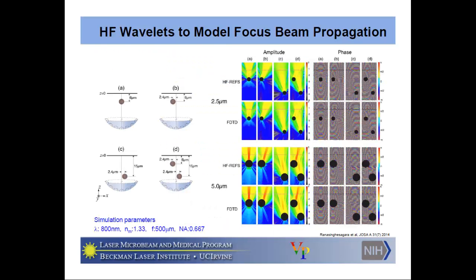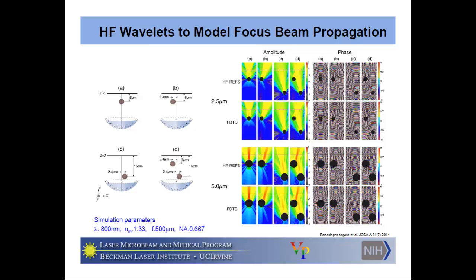So we use different cases. In one case, this is a single scatterer located on the optical axis, and this is off the axis. This one is off the axis, but the distance is 15 microns. This one is 6 microns. And then we use two scatterers. They are located at different depths. And this one is 6 microns, the other one is 15 microns on each side of the optical axis.